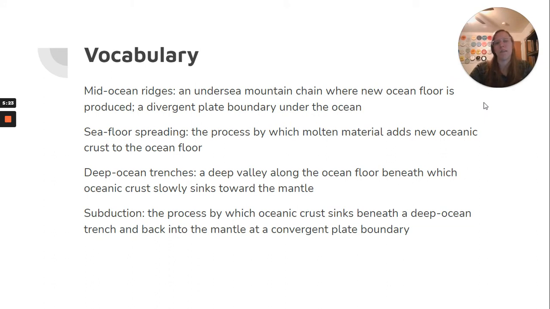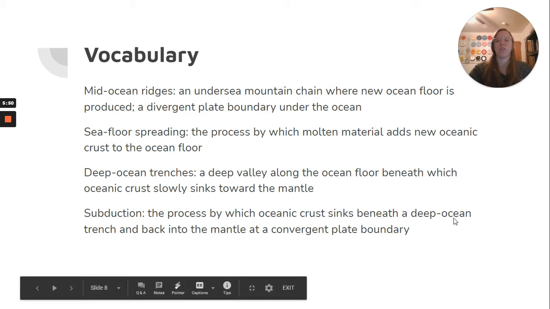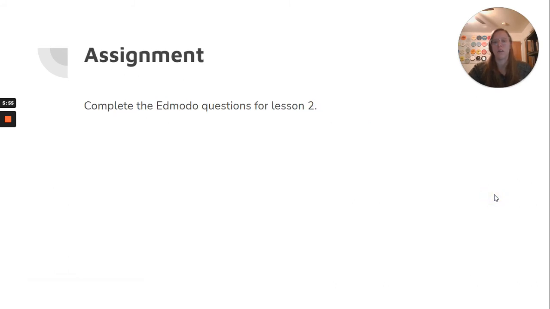So our vocab words. Mid-ocean ridges, an undersea mountain chain where new ocean floor is produced, and a divergent plate boundary under the ocean. We look at divergent plate boundaries next lesson, so that'll make more sense then. Seafloor spreading is the process by which molten material adds new oceanic crust to the ocean floor. Deep ocean trenches, a deep valley along the ocean floor, beneath which oceanic crust slowly sinks towards the mantle. And subduction, the process by which oceanic crust sinks beneath a deep ocean trench and back into the mantle at a convergent plate boundary.